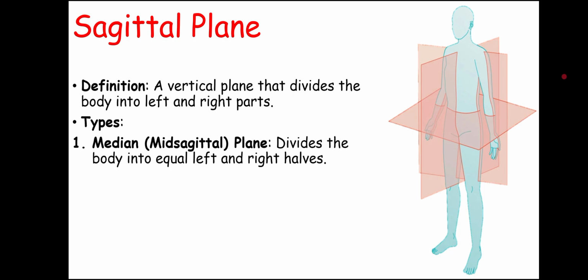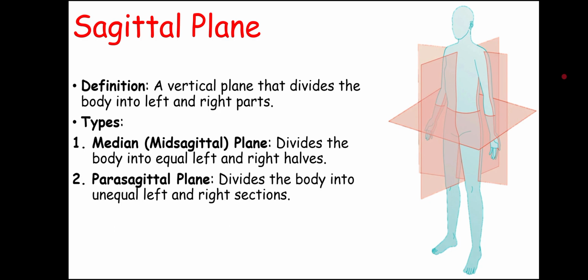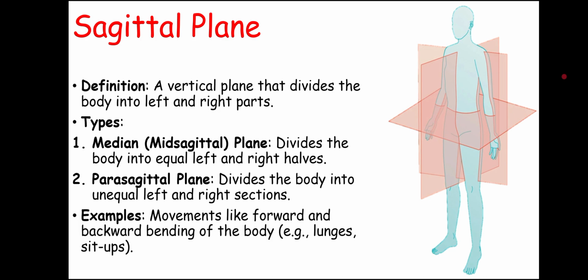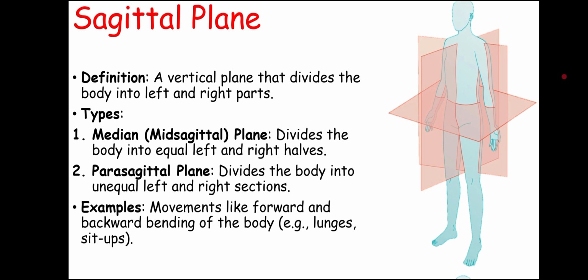The first is the median plane or mid-sagittal plane that divides the body into equal left and right halves. And the other type of sagittal plane is the parasagittal plane that divides the body into unequal left and right halves. Its examples include movement in forward and backward direction.